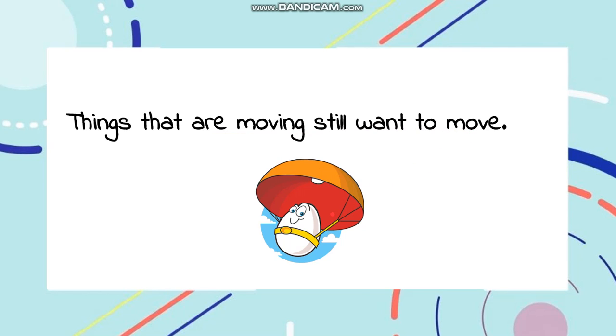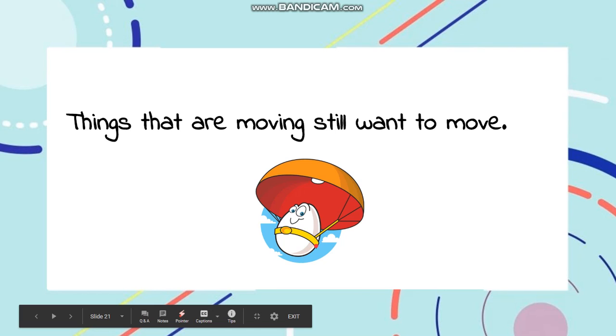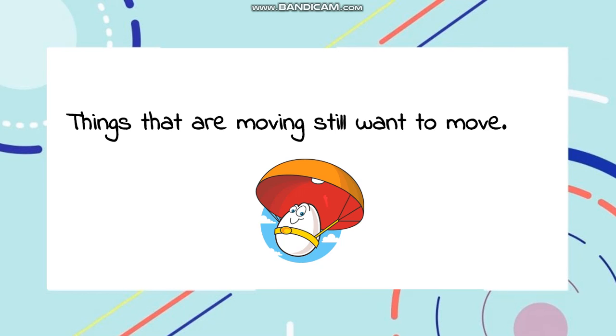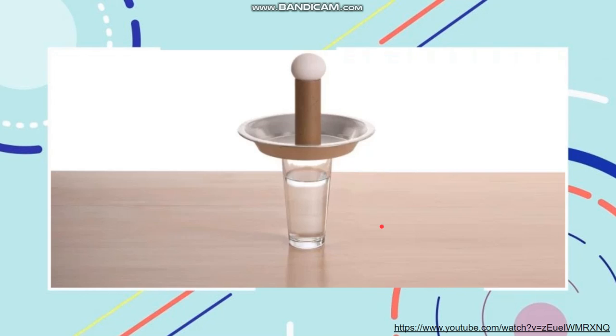Think about an egg falling from the sky. It's traveling in the sky, and now he or she, I don't know, the egg, is with a parachute. So it's gonna fall down. That's moving, so it's gonna keep moving until other forces try to stop it, like it touches the ground and the ground has friction. It's gonna stop him or her.